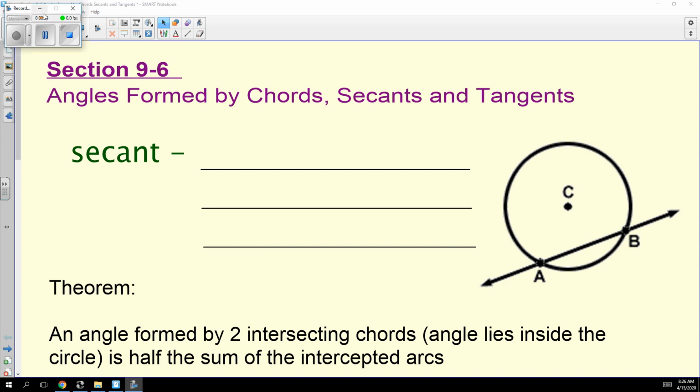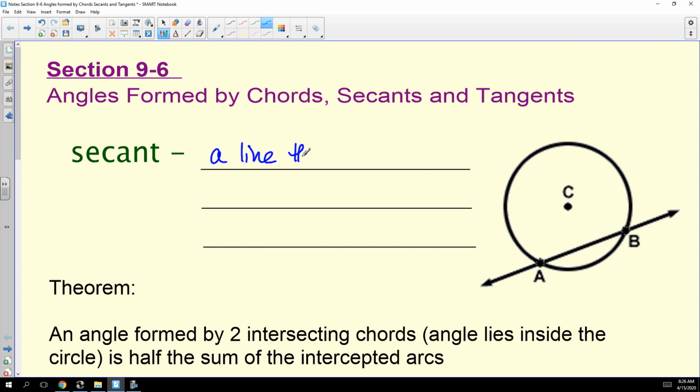All right, guys, today we're going to talk about angles formed by chords, secants, and tangents. So remember that a chord is a segment with endpoints on a circle. A tangent is a line or a ray or a segment that intersects a circle at exactly one point. So it just kind of skims the edge of the circle a little bit. And remember that a secant is a line that intersects a circle at exactly 2 points.